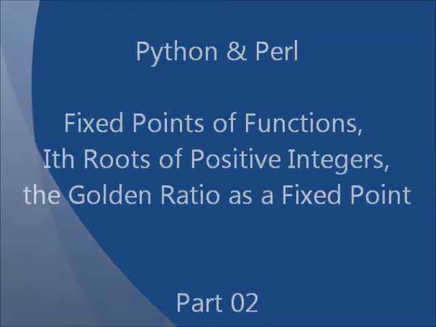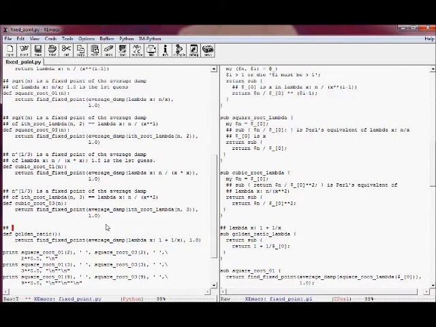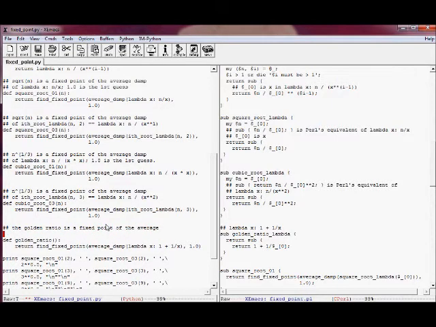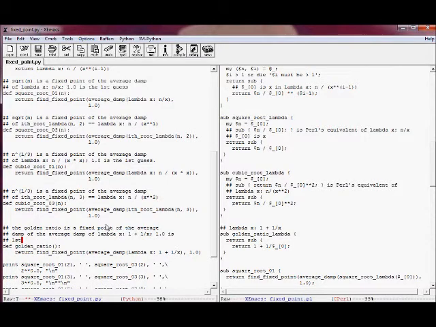Let's continue with our implementation of finding fixed points of functions in Python and Perl. We stopped at the approximation of the golden ratio. And as we have shown previously, the golden ratio is a fixed point of the average damp of the function lambda x: 1 plus 1 over x. Okay, and again, 1 can be taken as the first guess.